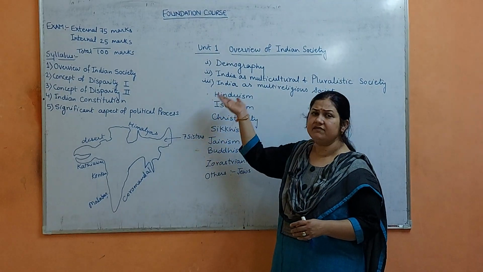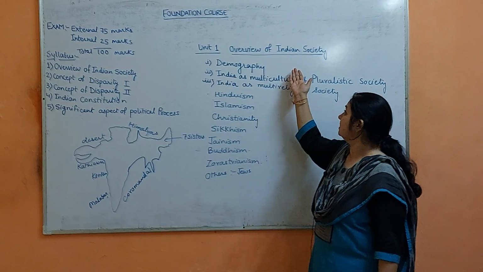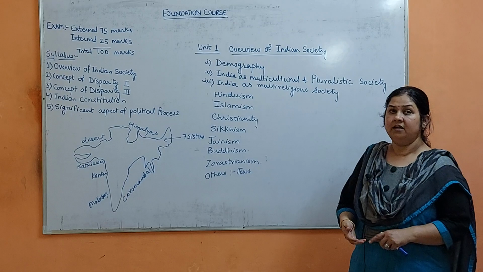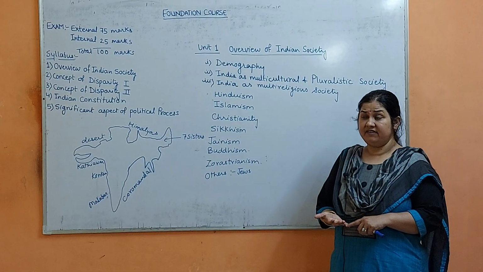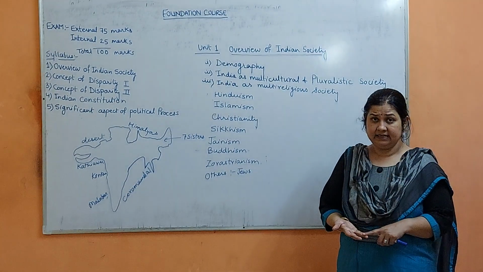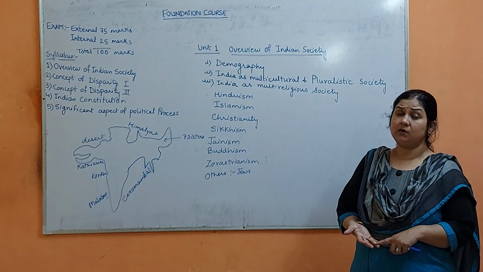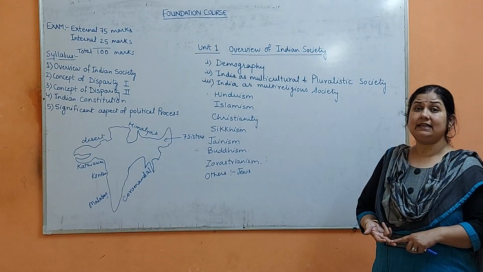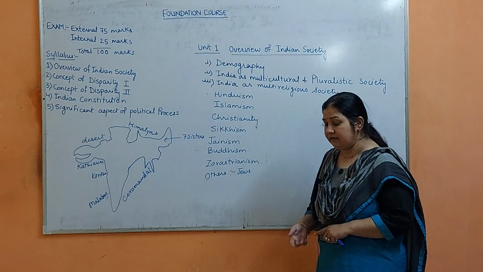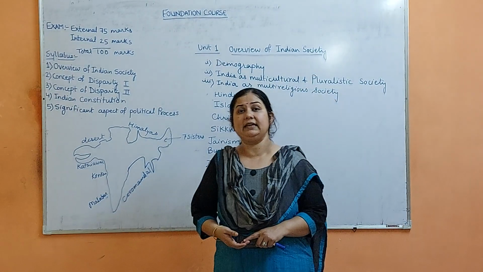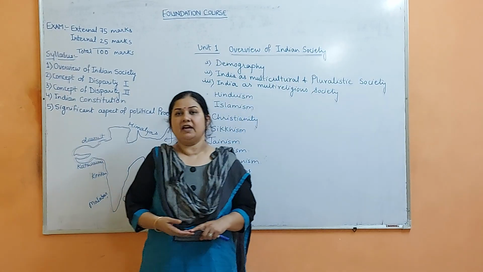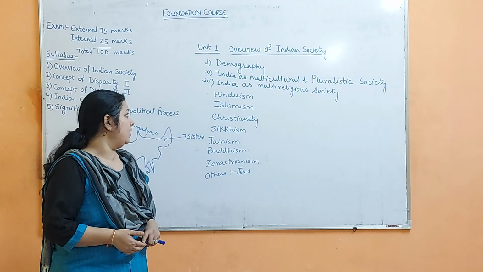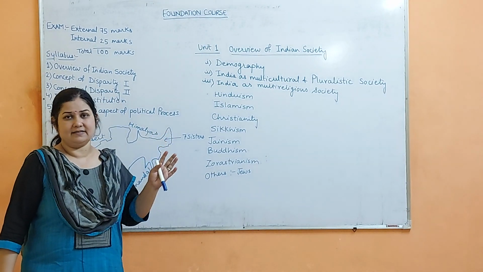Now we will begin with the first unit. So first unit is overview of Indian society. Now in this society we need to know the demography in India. India as a multicultural society, that is the secularism prevails in India. Then we should know about the pluralistic nature of Indian society. Apart from that, India as a multi-religious society. Then rural-urban population in India, tribal population in India. All this is to be studied under this.